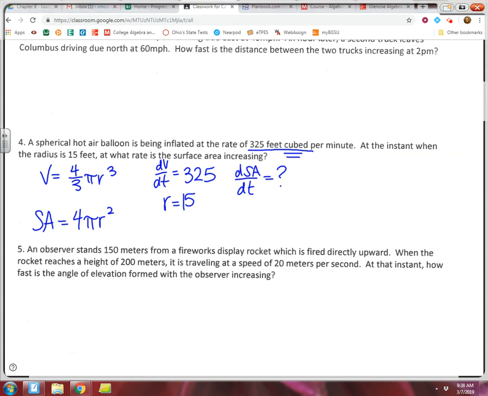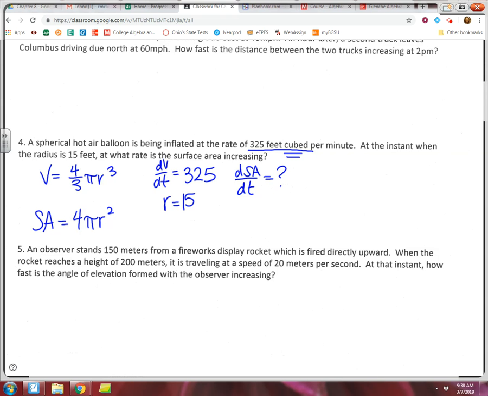Okay, so when you derive this, you're going to get dSA over dt, correct? You're also going to get an r, and you're going to get a dr dt. Now, I have an r, don't I? So I am going to need to find a dr dt. Okay, that's what I need to do here. And I think that's probably what we need this for.